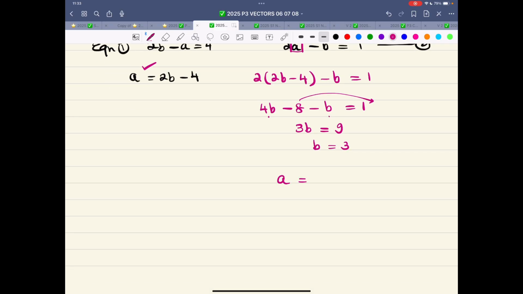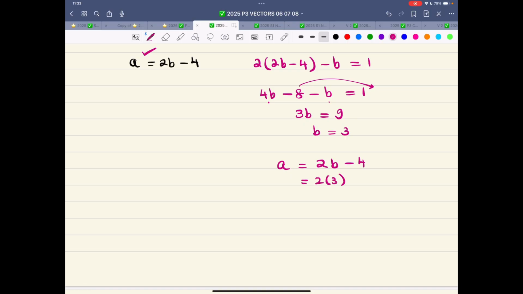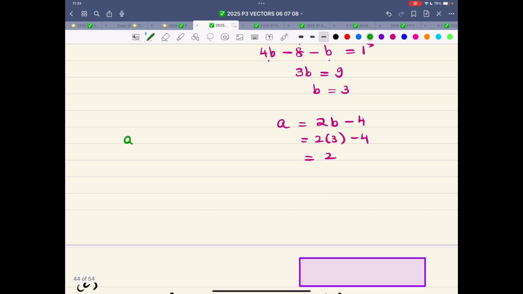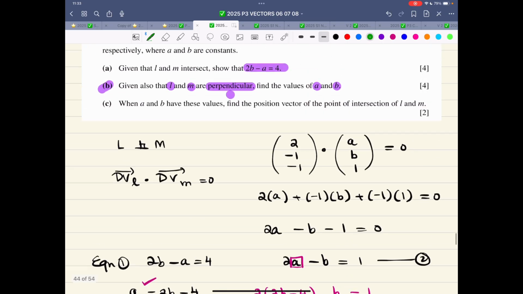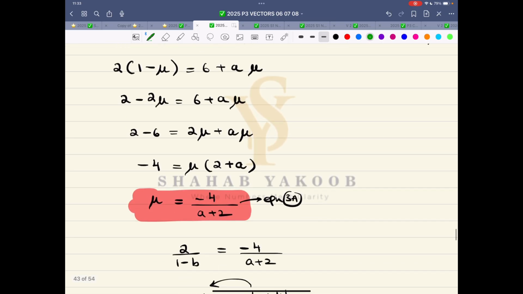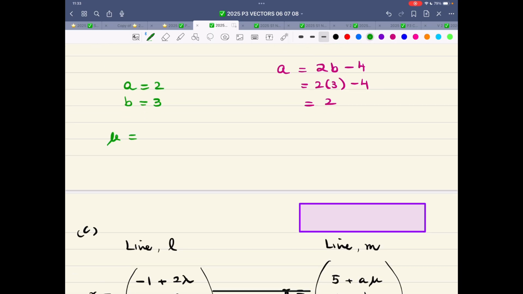What is A? A is 2B minus 4. That is 2 into 3, 6, 6 minus 4. That comes out to be 2. So therefore, the value of A is 2. The value of B is 3. And let me also evaluate one of the things. I have mu, that is minus 4 over A plus 2. That is minus 4 over 2 plus 2. That comes out to be minus 4 over 4, which is negative 1.